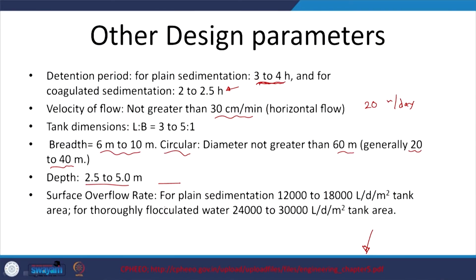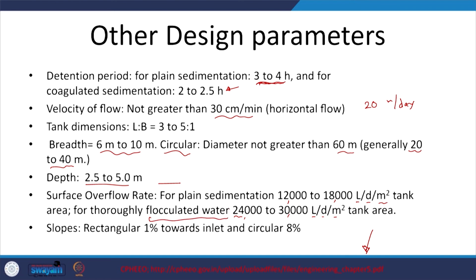Surface overflow rate, again based on the above aspects you can get that. So, 12,000 to 18,000 liters per day per meter square, and for the flocculated one obviously you can have higher values, 24,000 to 30,000 liters per day per meter square, let us say. Flocculated, so they settle or efficiency is relatively better. And obviously the slope in rectangular is a percentage towards the inlet, and circular I guess 8% slope here. We are talking about this slope here. So, with that I will end this session, because in the next one I will move on to the relevant aspect.